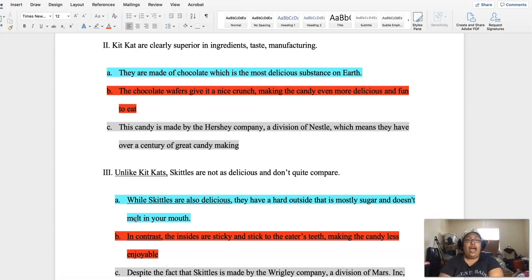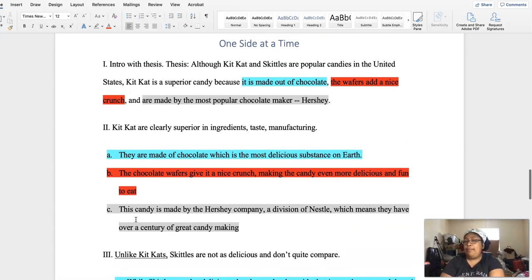Okay. So I have the topic sentence, and the topic sentence of paragraph 2 is that Kit Kats are clearly superior in ingredients, taste, and manufacturing. Do you see how that topic sentence tells you what I'm going to talk about in that paragraph, and parallels or mirrors what the thesis is saying, in the order that the thesis has written it? Again, it doesn't matter if you use this structure or the one I taught you before. Structure is everything. Order is everything, right? So I'm going to talk about ingredients first, taste second, manufacturing third, right?